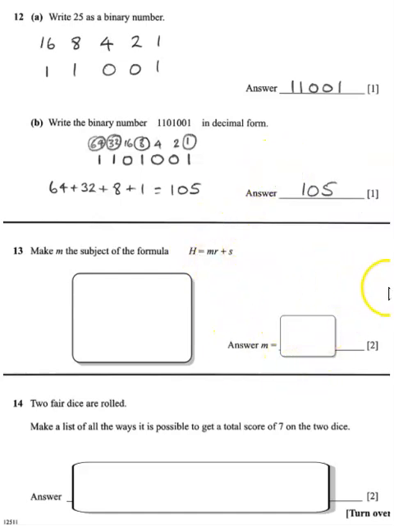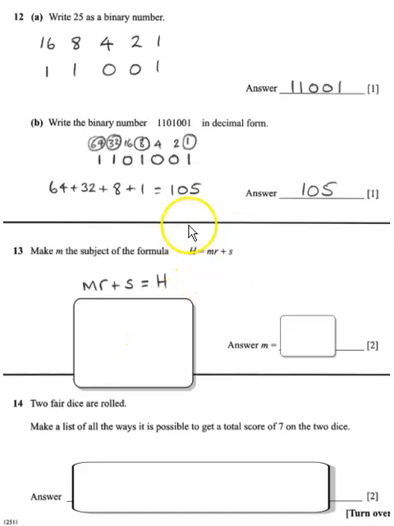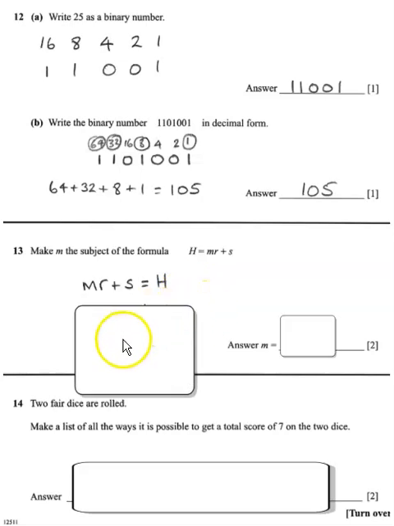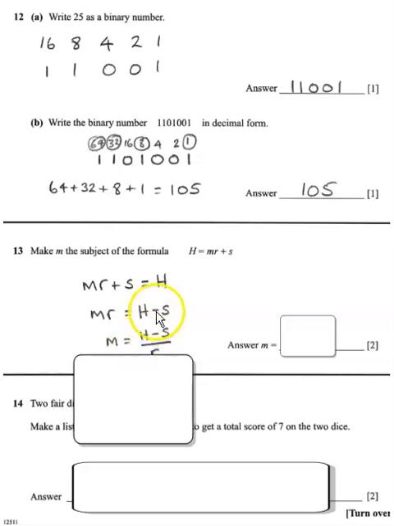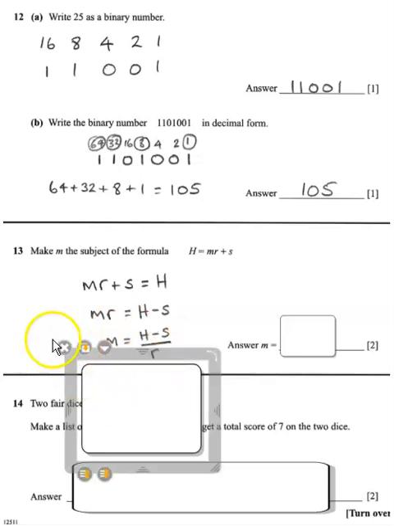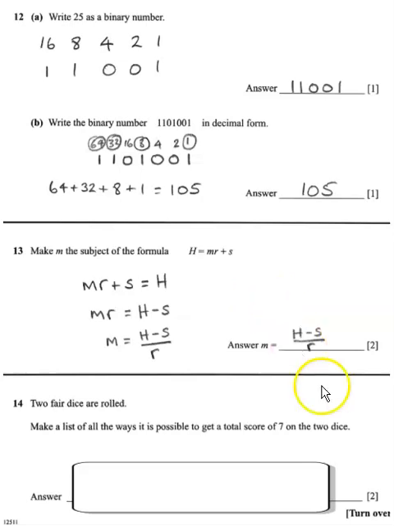So for question 13, it's changing the subject. So we've got H equals MR plus S. Now you can do this in many different ways. For this one, I have just flipped this equation over. Instead of H equals MR plus S, I've done MR plus S equals H. And then I've done H take away S, and then it's H take away S divided by R, and that's what we've got here. And so that's your final answer, H take away S over R.